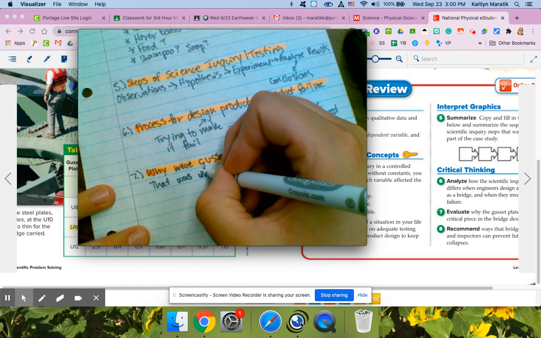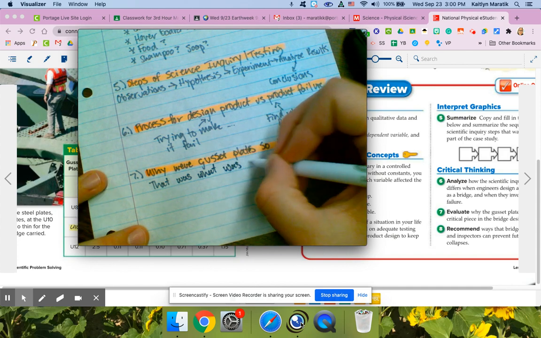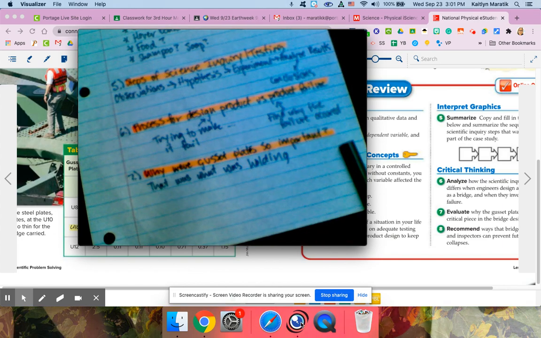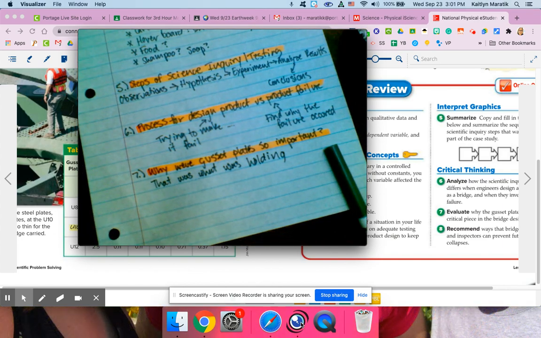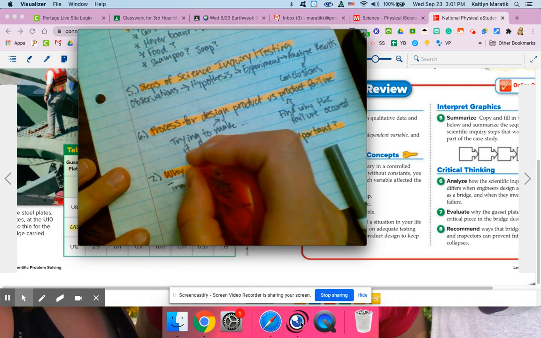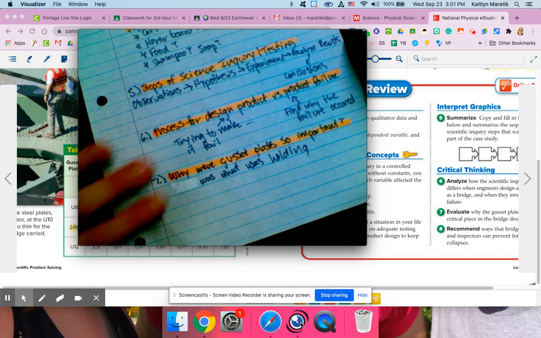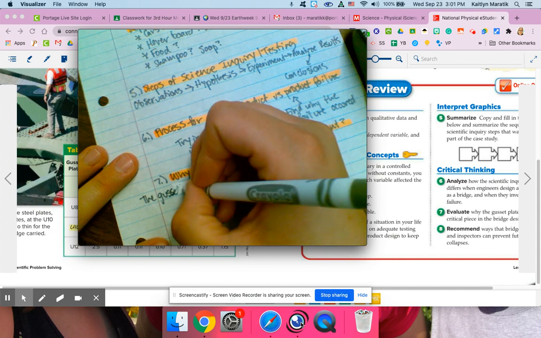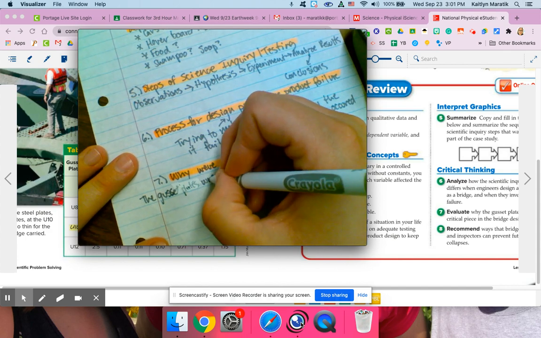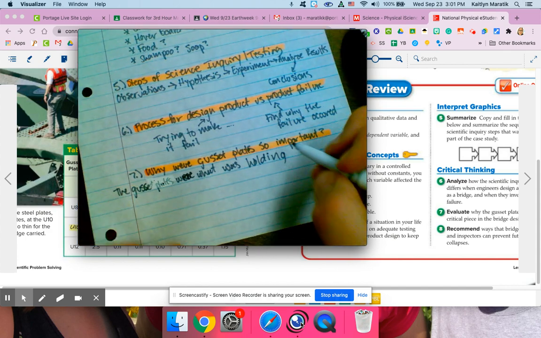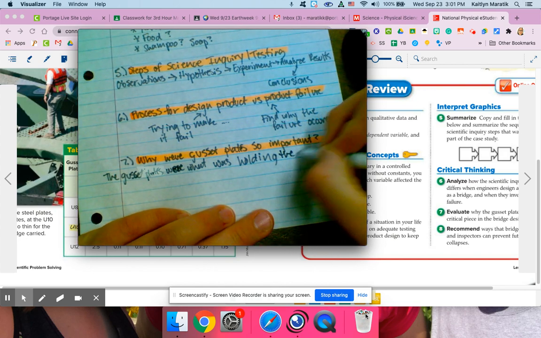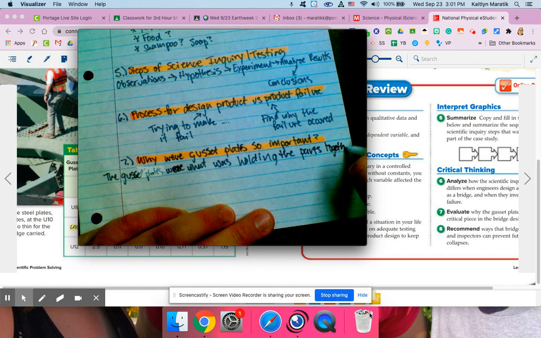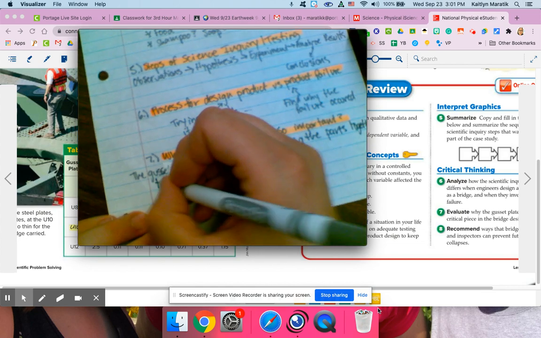So when we're writing down why the gusset plates were so important, and actually, you know what? We can make this better. Instead of saying that, that's not how we write a complete sentence. The gusset plates were what was holding the parts together to make a strong bridge.